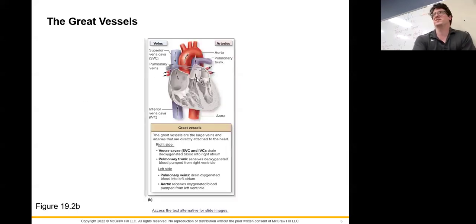Then we've got our great vessels. Which of the great vessels is going to carry oxygenated blood towards the tissues? The aorta. Which of the great vessels are going to carry deoxygenated blood to the heart? Perfect. Superior and inferior vena cava. Fantastic. Okay. So that is kind of our main goal then.